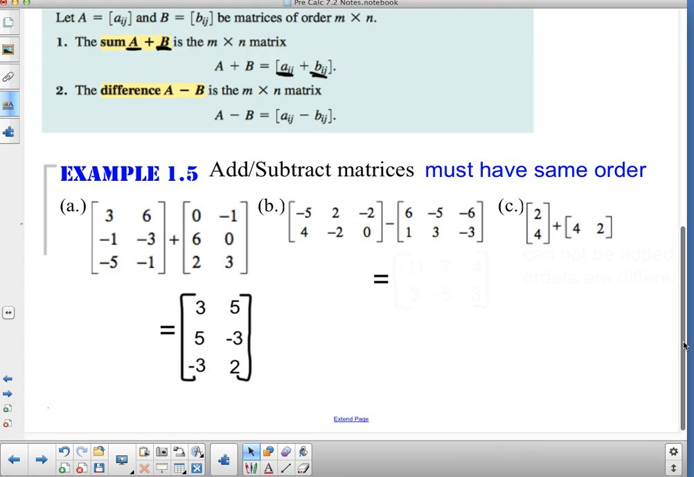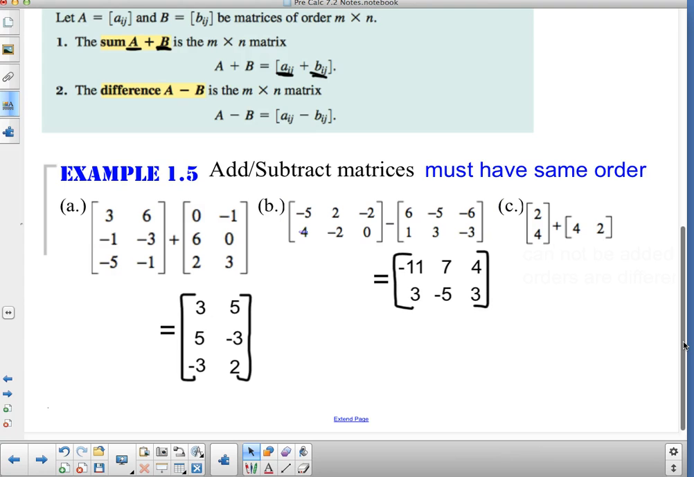Now, keep in mind, it's kind of thinking about a one-to-one correspondence because you have to have a row and column for adding and subtracting. Row and column have to line up. So -5 minus 6 should be -11. Then 2 minus -5, and that's a plus, so that's going to give us a 7. -2 minus -6 is going to just give us a +4.